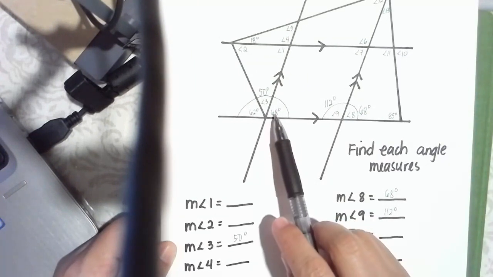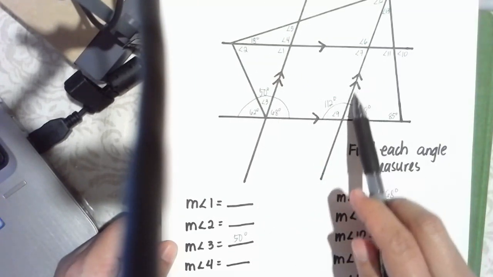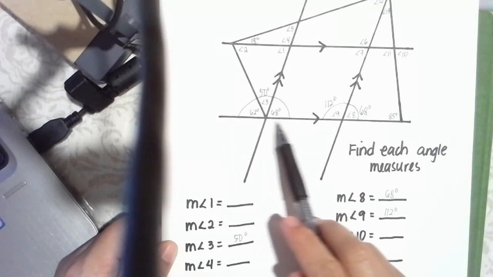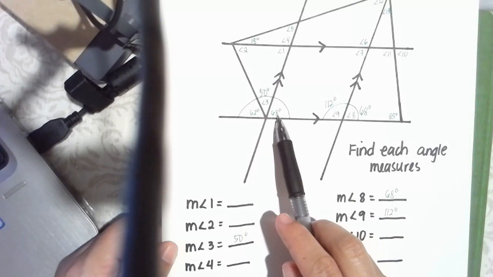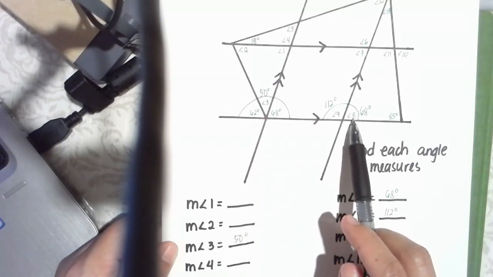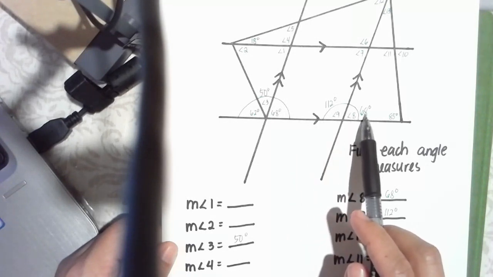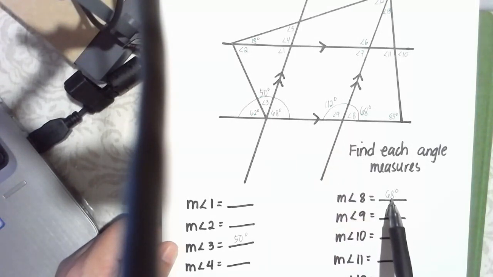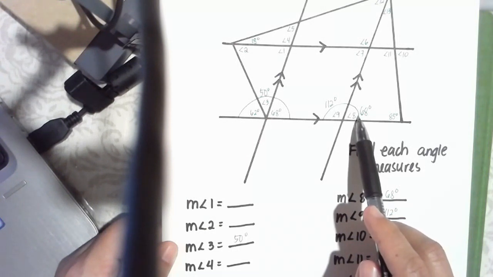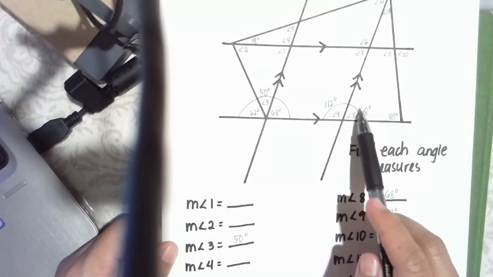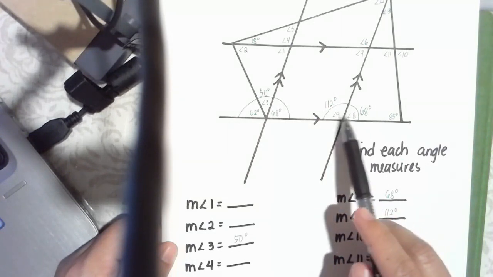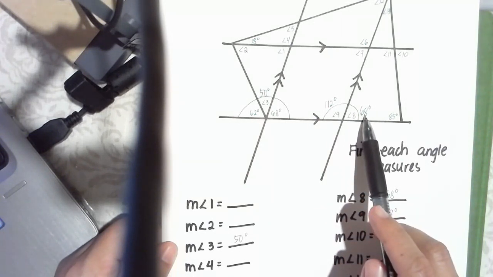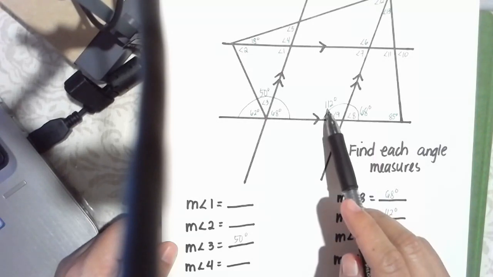Next, since these are parallel lines, this line here would be your transversal, and 68 is corresponding to angle 8, which means that corresponding angles are always congruent. So your angle 8 is 68. Then angle 8 and angle 9 are a linear pair, which means that they are supplementary angles. So 68 should be subtracted from 180, which will give us 112.